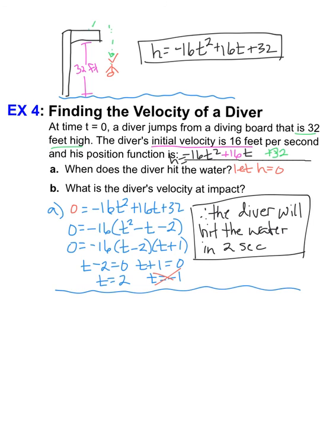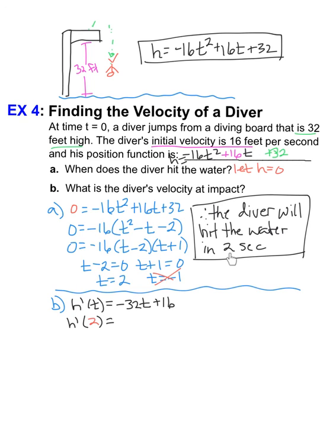And then the second part, B, is what is the diver's velocity at impact? So that's an instantaneous velocity. An instantaneous velocity means that we want to find the derivative. So the derivative, h prime of t, is going to equal -32t plus the initial velocity of 16. So then we are going to just plug in our time of 2 seconds from what we found out above.